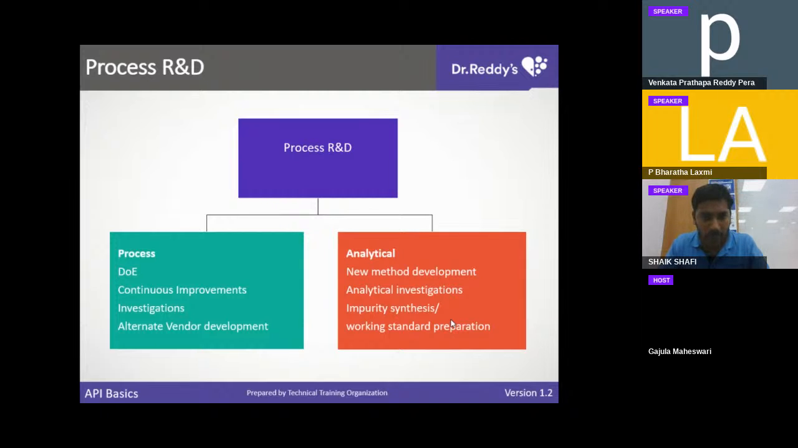Again, analytical R&D will be there. These people support method development, investigations, impurity synthesis, and working standard preparation. This is the basic responsibility of process R&D in API manufacturing.